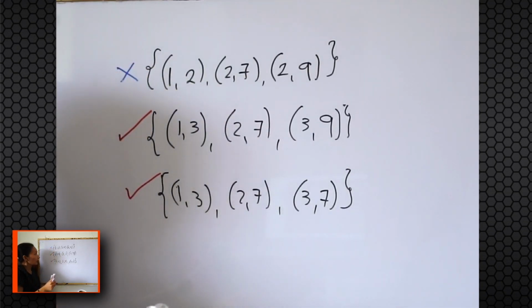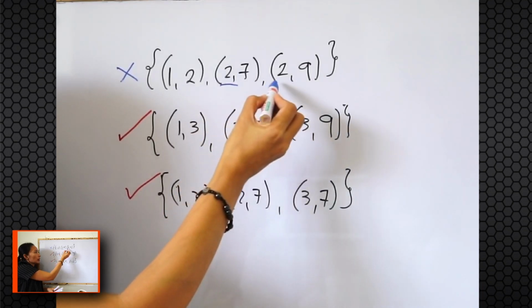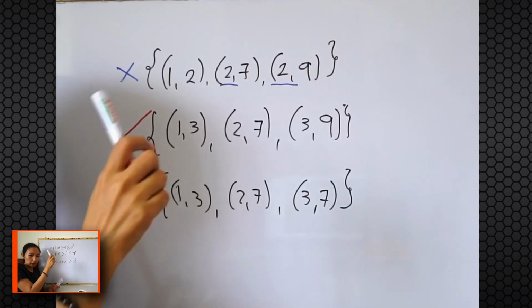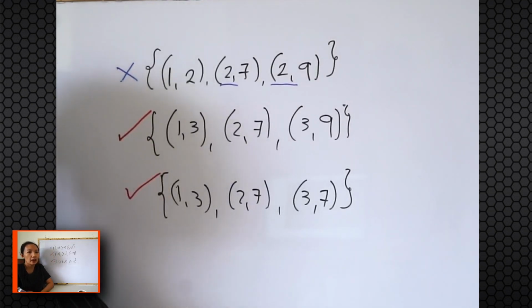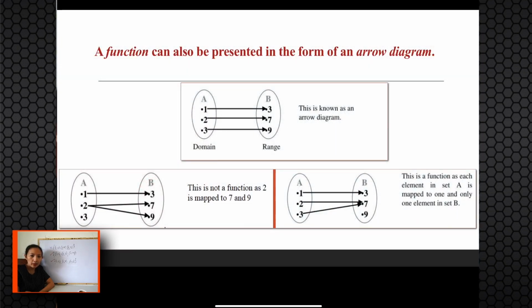What makes the first set of ordered pairs not a function? Looking into the first elements, what did we say? A function is a relation such that no two ordered pairs have the same first coordinate. I would like you to specially look into (2, 7) and (2, 9). So their first elements are the same. So clearly, this is not a function. So let's proceed. Go back to our PowerPoint presentation. Are there questions at this point? Okay, now may we continue.